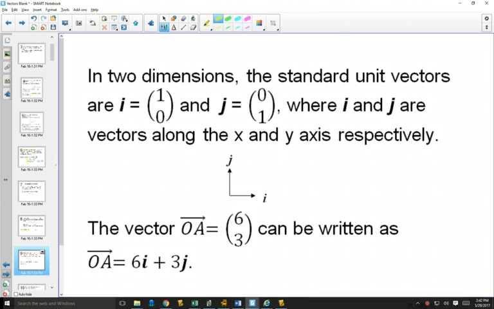So it goes 6 in the x direction, 3 in the y direction. And so this is another way that you can write it. And if you were writing this out, you would have to write that arrow over top the i and the j to say those are vectors as well.